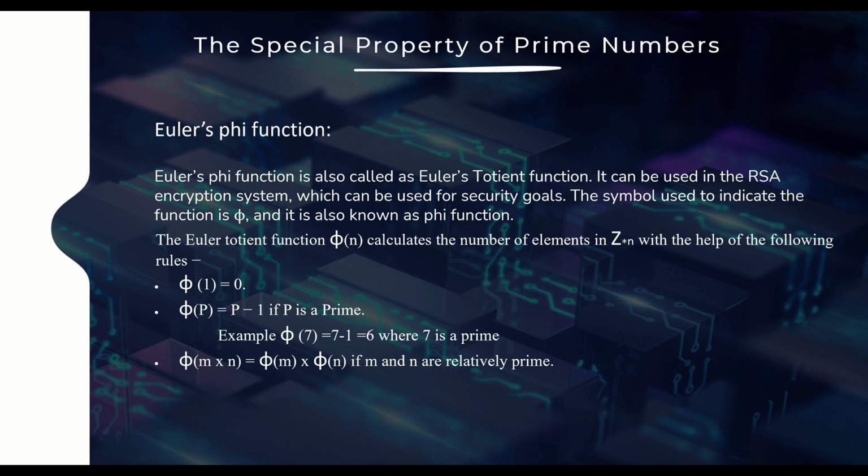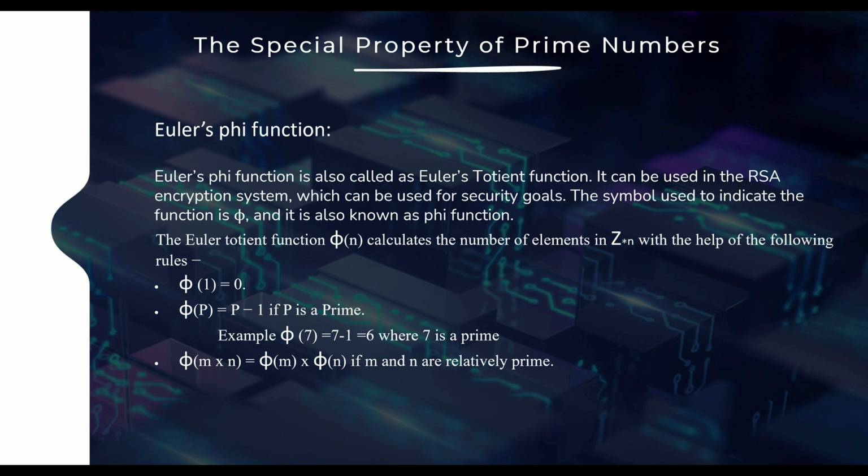Euler's phi function. Euler's phi function is also called Euler's totient function. It can be used in the RSA encryption system, which can be used for security goals. The symbol used to indicate the function is phi. The Euler totient function phi of n calculates the number of elements in Z_n star with the help of the following rules.